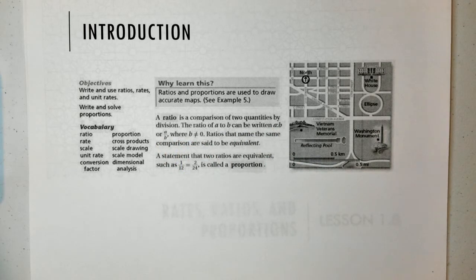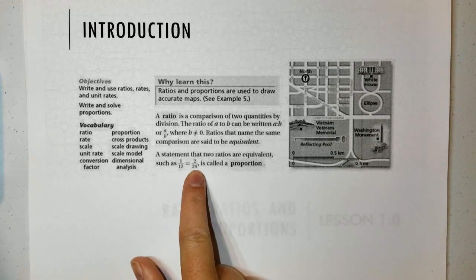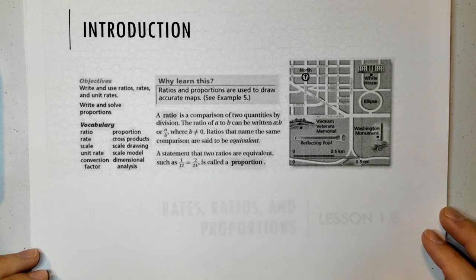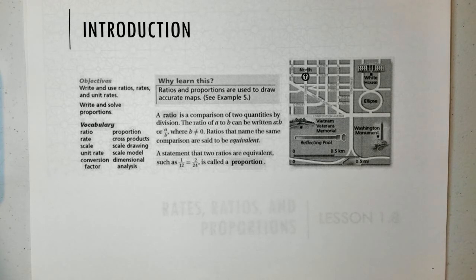A lot of times you'll see ratios written in the fraction form. Sometimes you'll see it with a colon as well. Ratios that name the same comparison are said to be equivalent. Just like you can have fractions that are equivalent, we can have ratios that are equivalent. It just means that they represent the same value. So a statement that two ratios are equivalent, such as 1 over 12 equals 2 over 24, is called a proportion. So when we have two ratios that are equivalent, they're called proportions. So we're going to be looking at rates, ratios, and proportions today.